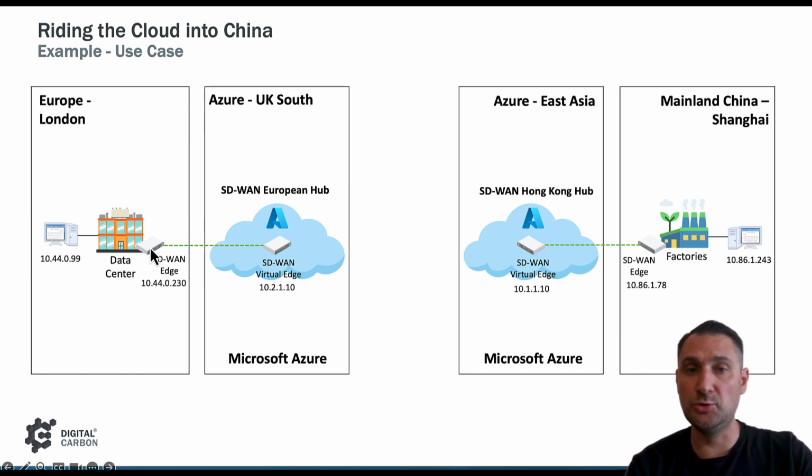And on the other side of the world, we have our edge located within our factory and our server in Shanghai. And we have an overlay tunnel from our edge in Shanghai to our virtual edge, which is located in Microsoft Azure Hong Kong East Asia region. And we're just going to check this connectivity.